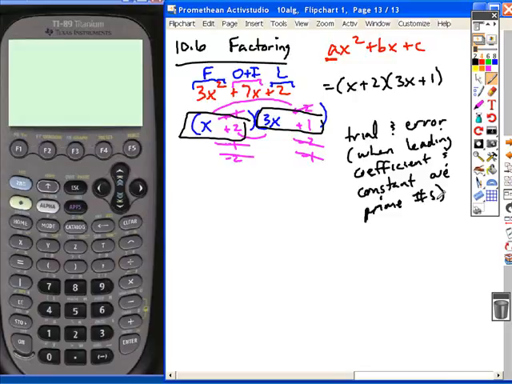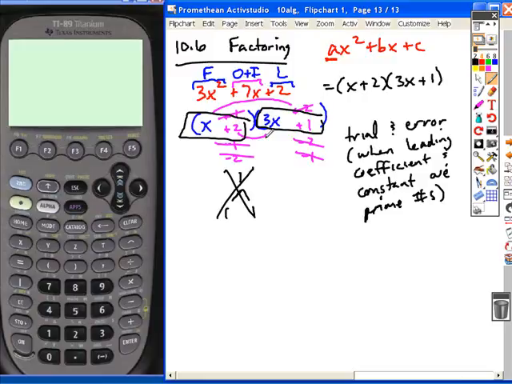Okay, so the smallest prime number is 2. Okay, 1 is not a prime number because it doesn't have two distinct factors, because the factors of 1 are 1 and 1. Okay, so that does not include it in a prime number. So 2 is the smallest prime number. If your leading coefficient and your constant are prime numbers, then trial and error is going to work pretty well.